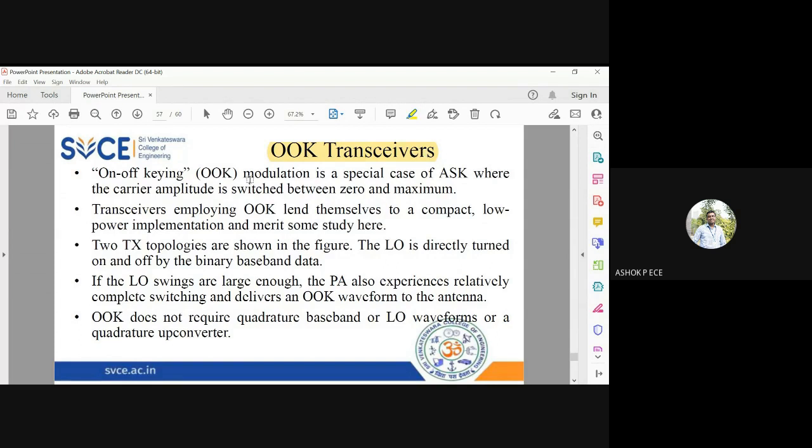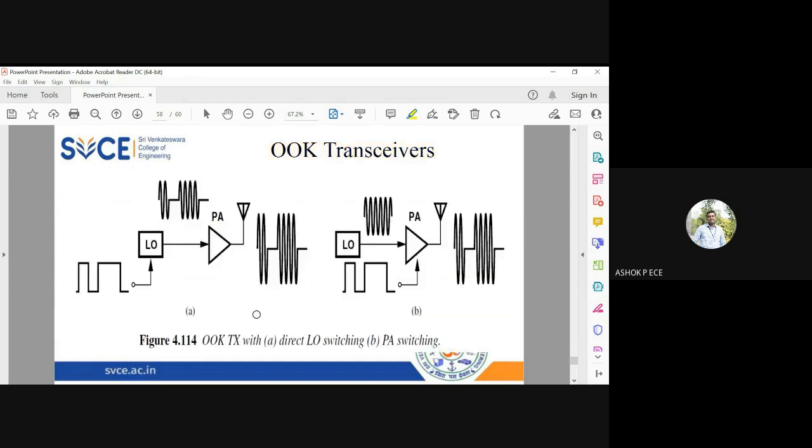And this is a very fundamental transceiver which is available for us. Two topologies are available in OOK transceivers depending on the architecture, and they don't require I and Q. They require a very simple system. The OOK signal is given to an oscillator. The final signal is transmitted, and in the receiver you do the same thing.